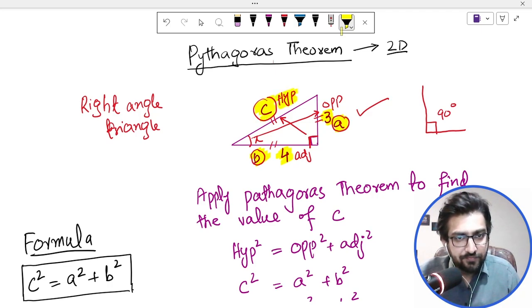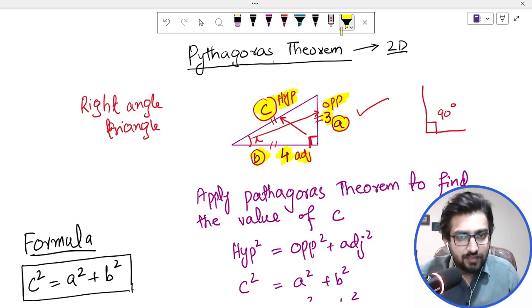So this is the scenario here. We want to find out the longest side of this triangle. Or in other words, we want to find out the value of C. That is C there, right? And since this side is given, adjacent is given, and opposite is given, these two sides are given, and we need to find out the hypotenuse or C.